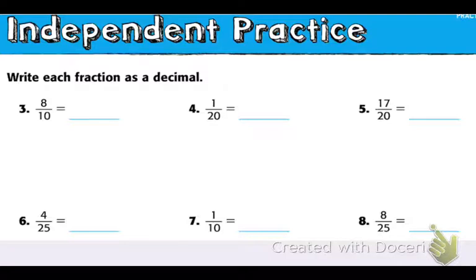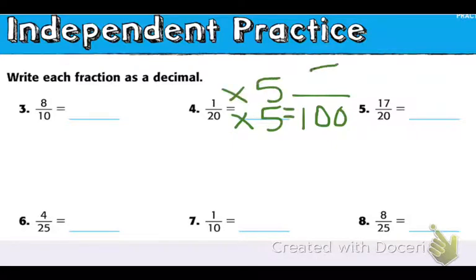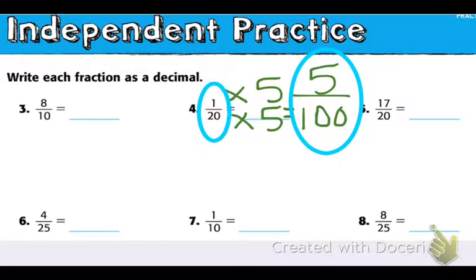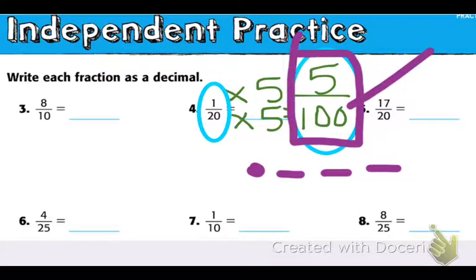Well, 20 is not one of those 3, so I'm going to change 20 to 100 through multiplication. And I know that 20 times 5 equals 100. 1 times 5 is 5. So 5 100ths is the same as 1/20th. I can now do step 2, create a decimal. Tenths, hundredths, thousandths. I'm going to put that 5 in the hundredths place.